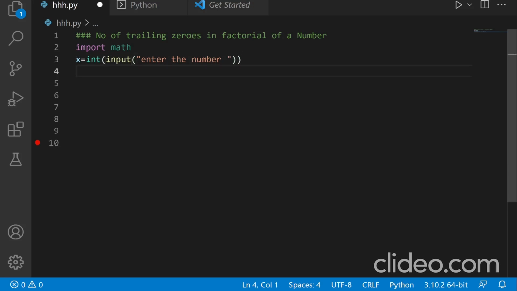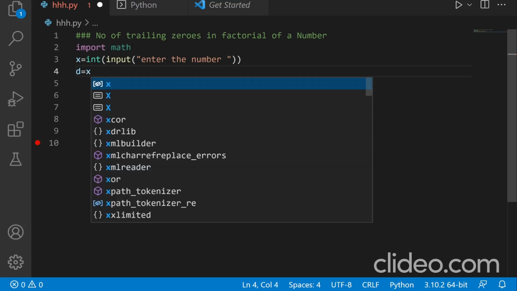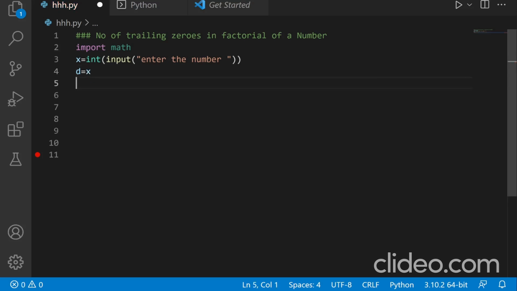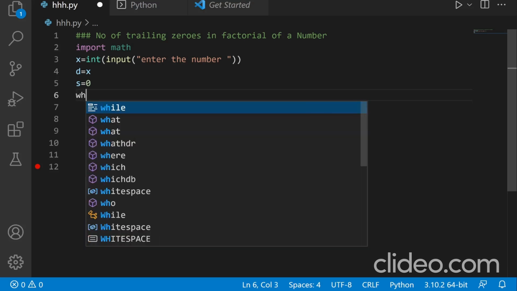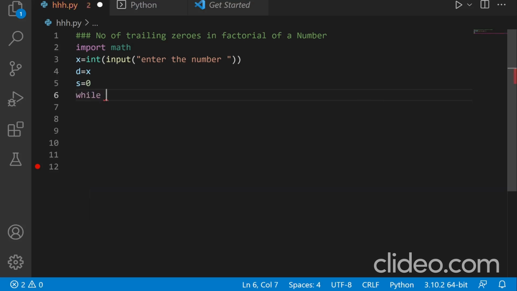Okay, next is what? I will store x in d, so that I can change the value of d, right? And the another counter that will count the number of trailing zeros, or not zeros, only 5 will count. Now we'll run a while loop that will be the best suited in this particular case. So I will divide it by 5 and check whether it's 0 or not. That's till where I will run this loop.